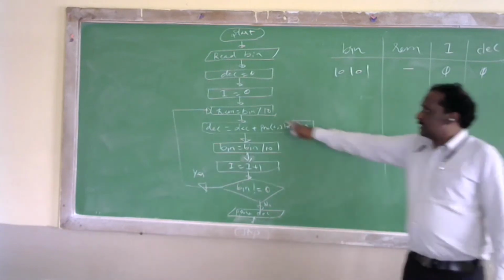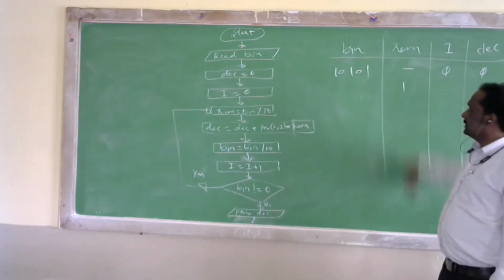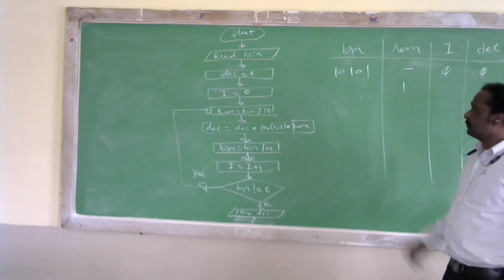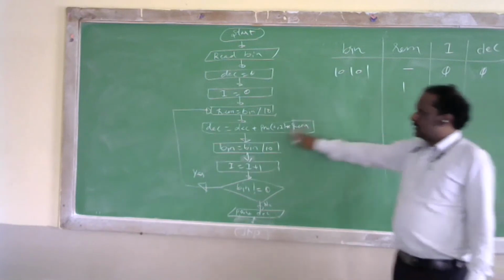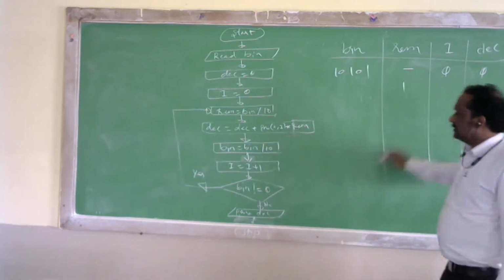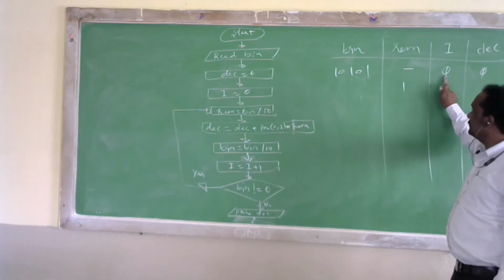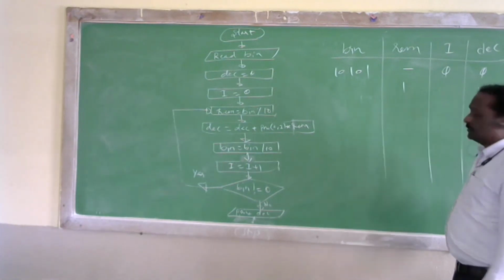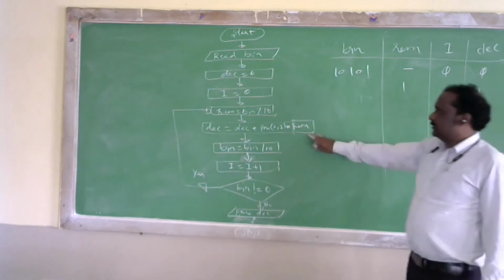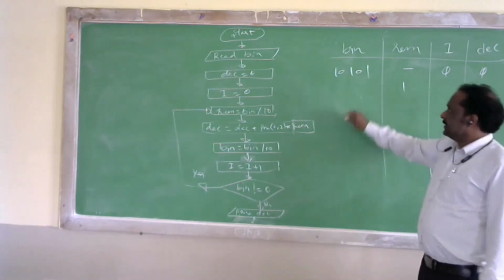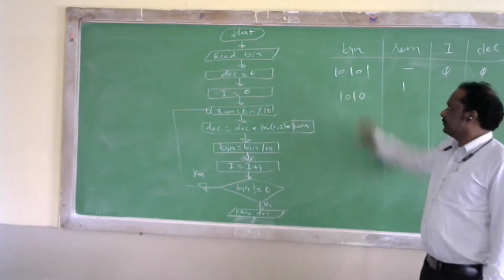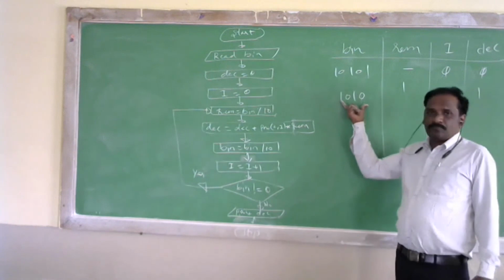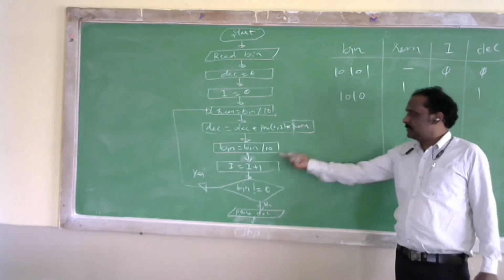Now find the remainder. The remainder is equal to binary modulus 10. So remainder is 1. Now this step: 2 power 0 is 1. 1 into 1 is 1. 0 plus 1 is 1. Now the decimal value will become 1. Let's divide this binary value by 10. So now we have got 1010.